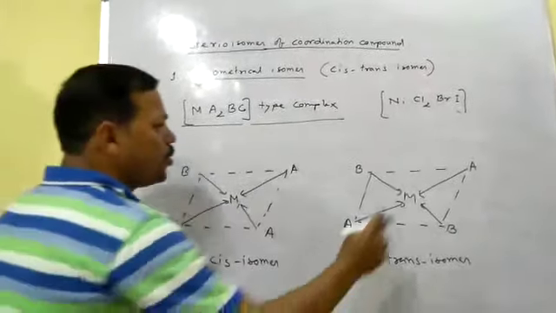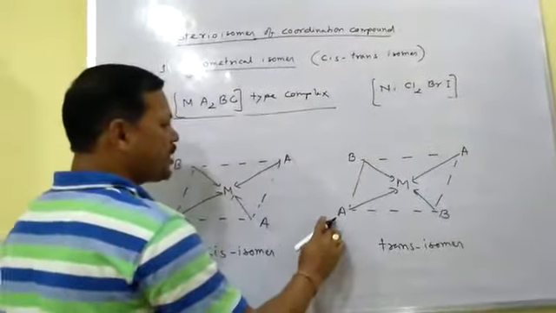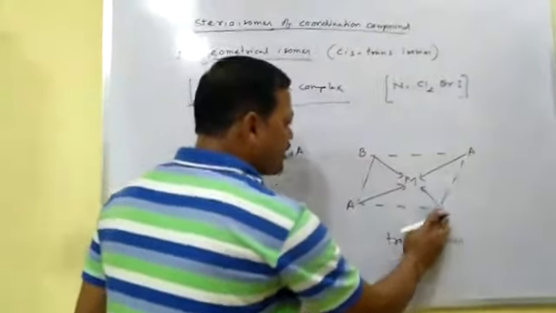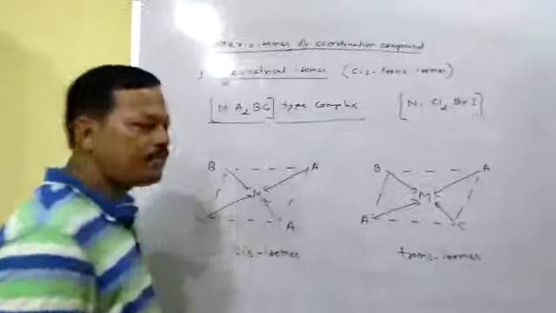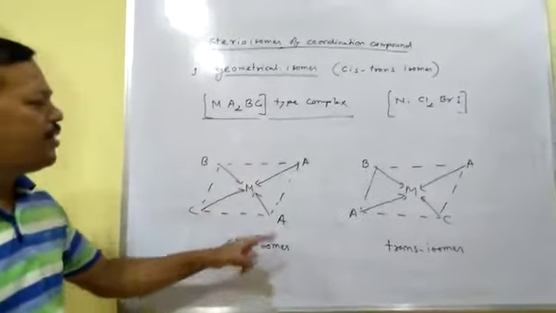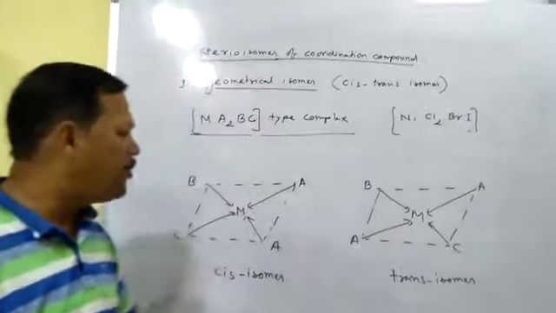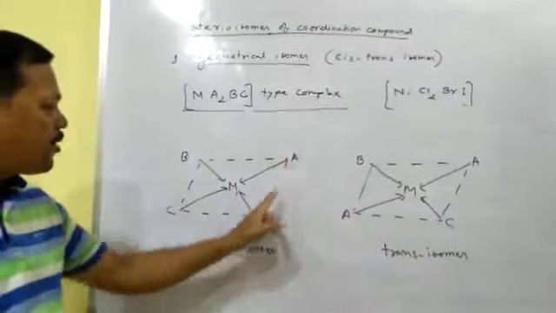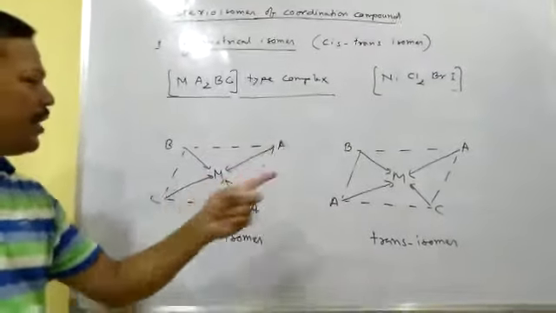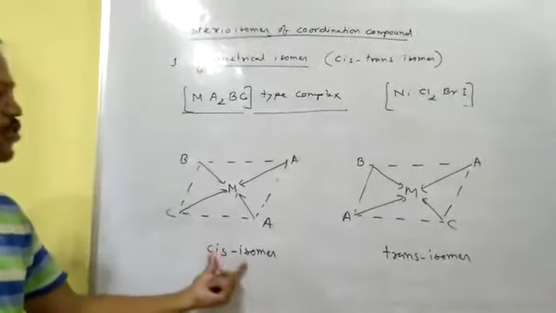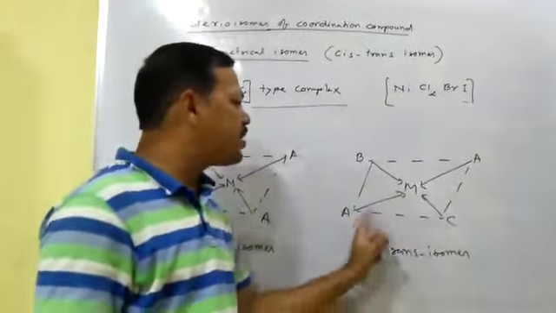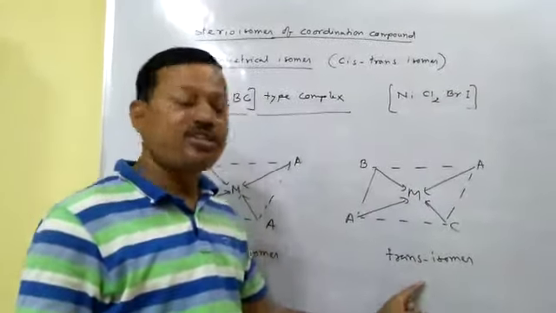And here 1A is present here, 1A is present here, 1B is present here, C is present here. This is said to be cis, this is said to be trans. I mean, if two similar ligands are present on the same side, that is called cis, and if the similar ligands are on opposite sides, that is called trans isomer.